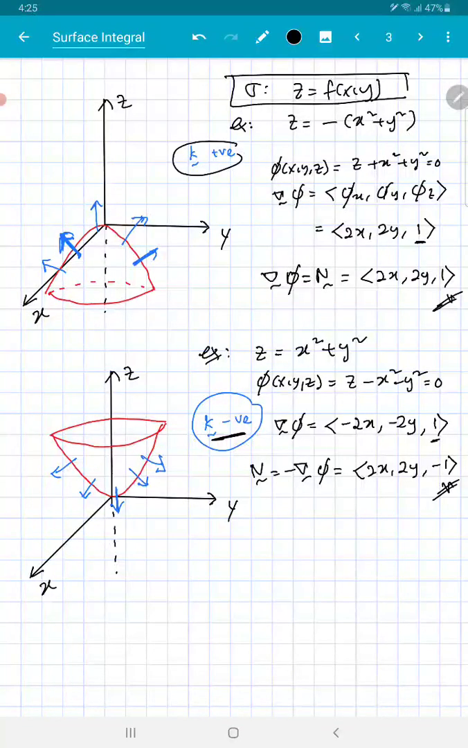So if your surface is given as z as a function of x and y, what you do is sketch your surface and then look at whether it is facing the positive z-axis or the negative z-axis.